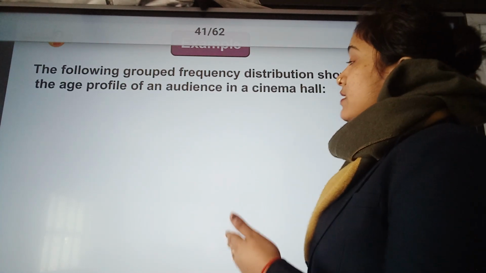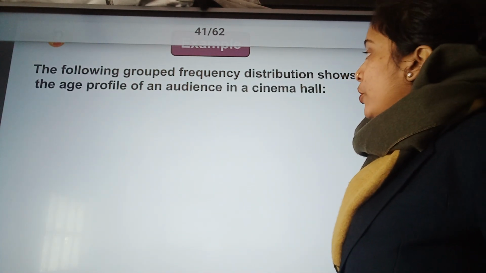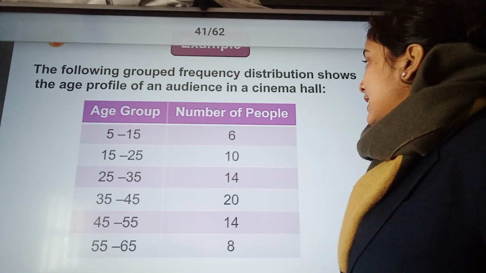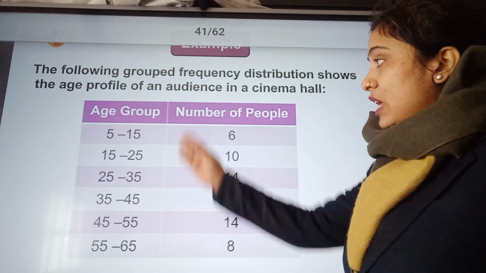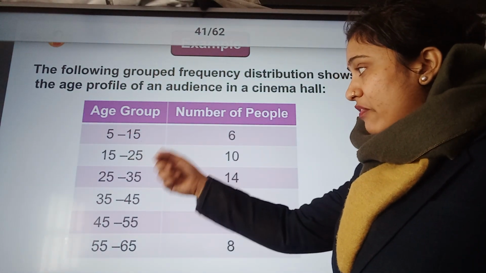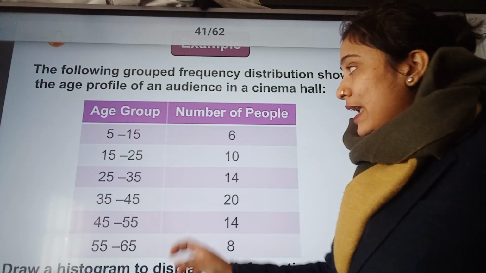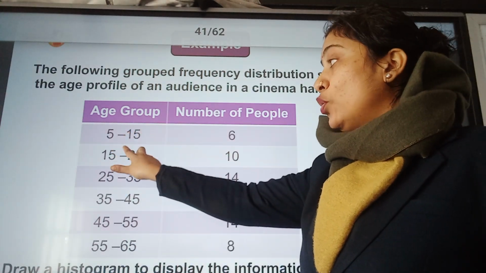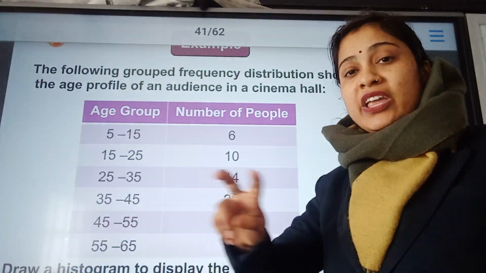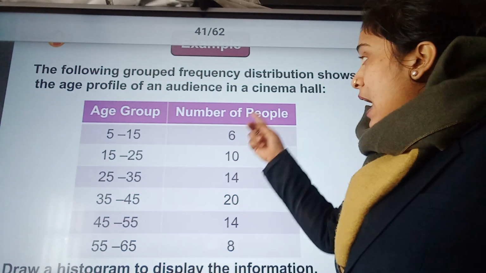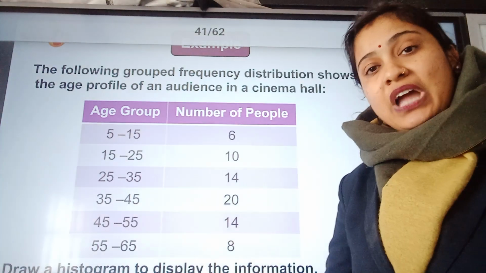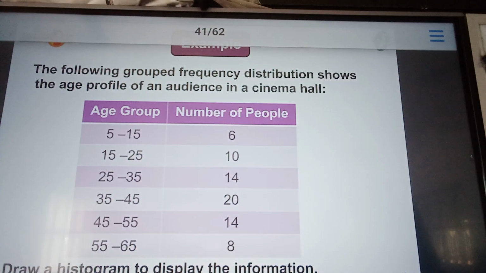Here is the example. Let us go with the example. The following grouped frequency distribution shows the age profile of an audience in a cinema hall. Can you see the age groups? We have the range from 5 to 15, then from 15 to 25, then from 25 to 35. Can you see the gap in each class interval is the same? There is a gap of 10. The number of people is given corresponding to each age group. Accordingly, now we have to make a histogram.